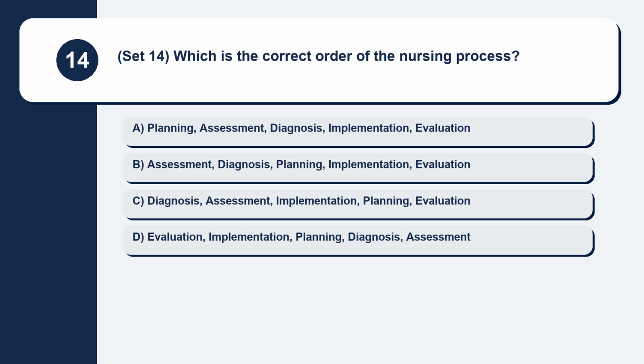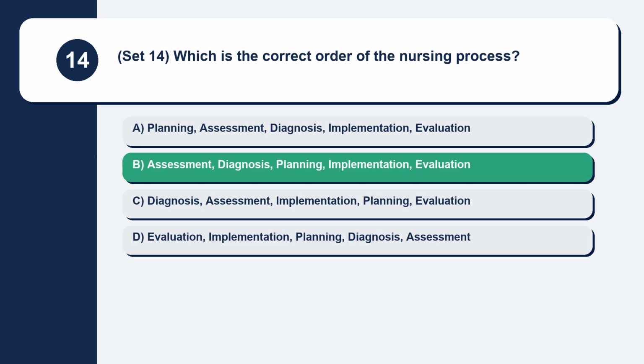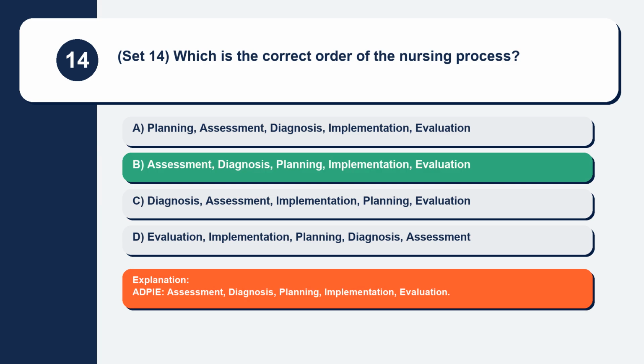Question 14. Set 14. Which is the correct order of the nursing process? Planning, assessment, diagnosis, implementation, evaluation. Assessment, diagnosis, planning, implementation, evaluation. Diagnosis, assessment, implementation, planning, evaluation. Evaluation, implementation, planning, diagnosis, assessment. ADPIE: assessment, diagnosis, planning, implementation, evaluation.